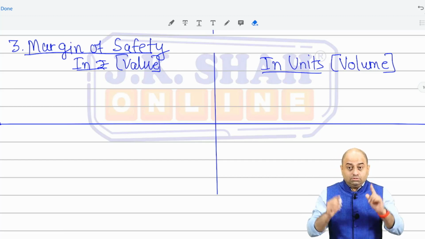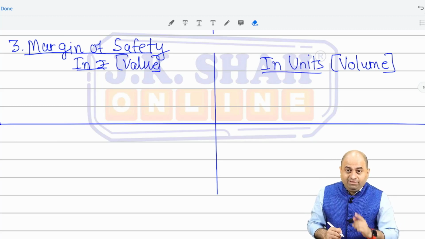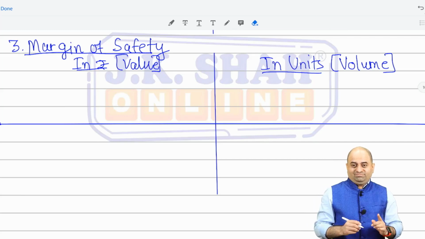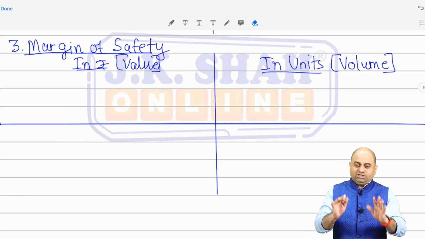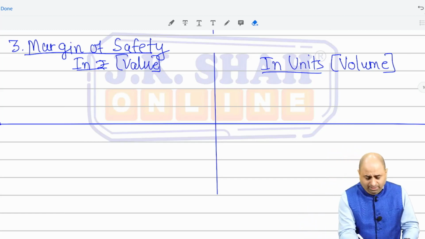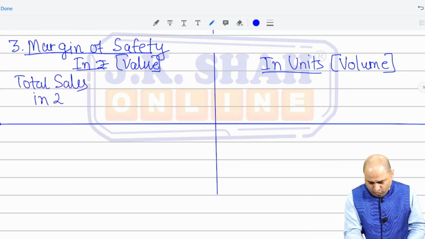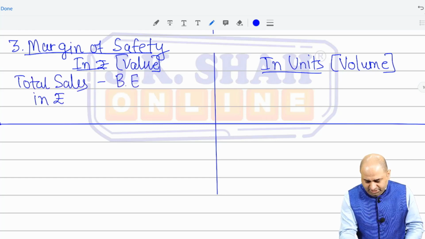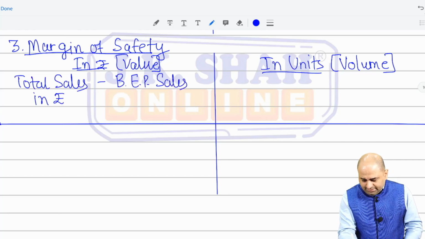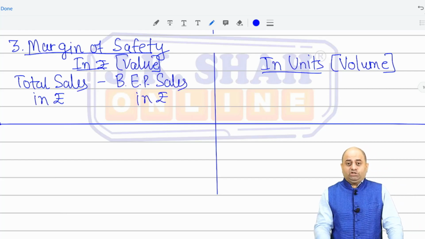In technical words, I'll go slowly, listen. It is the amount by which your sales can fall and you will still not make losses. Technical words, simple words: additional sales over and above break-even point. Simple. So how do you find that out? So simple. It will be total sales in rupees minus BEP sales in rupees. Naturally, that will give you margin of safety sales in rupees.